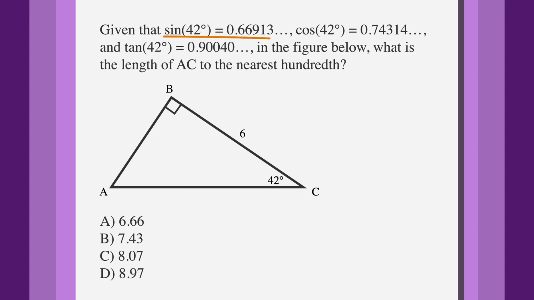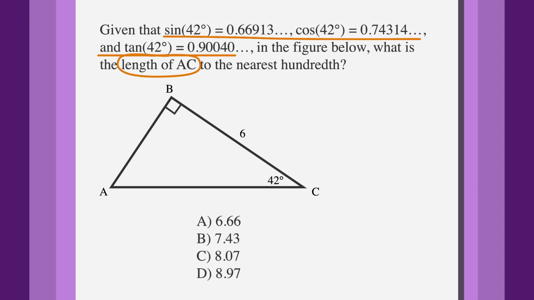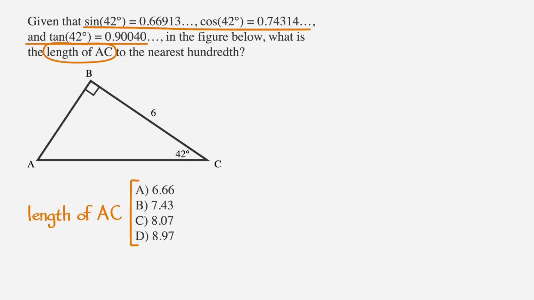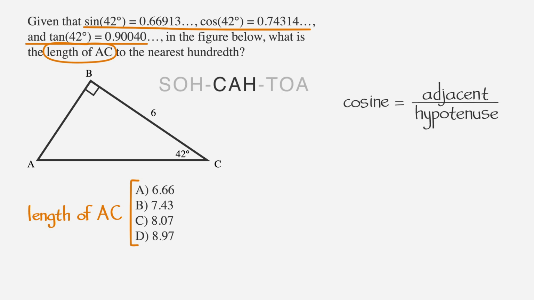Let's start by underlining the facts, circling the keywords, and labeling the answer choices. Now let's take a look at the picture. The first thing we see is that this is a right triangle, so we can apply Sohcahtoa. We're looking to find AC, which is the hypotenuse. We know that this angle is 42 degrees, and we know its adjacent side is 6, so we should be thinking cosine, which, from our Sohcahtoa trick, we know is adjacent over hypotenuse.